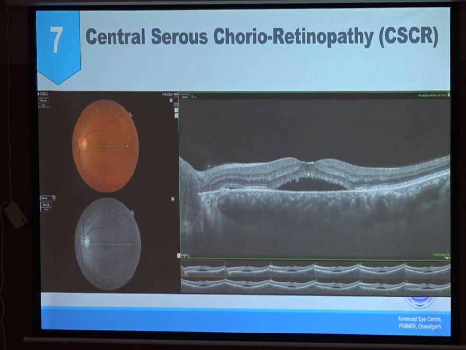So this is central serous chorioretinopathy. This patient you would want to observe, take care of the risk factors, and then maybe decide on an FFA and treating him if required.